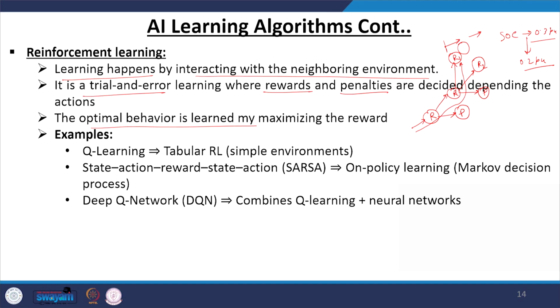There is nothing supervised, there is nothing unsupervised, and reinforcement learning is the most promising learning technique to control the operation of distribution network resources. So, we use Q learning, we use state action reward state action learning, this is SARSA, with the help of Markov decision process, and we use deep Q network which combines Q learning with the neural network.